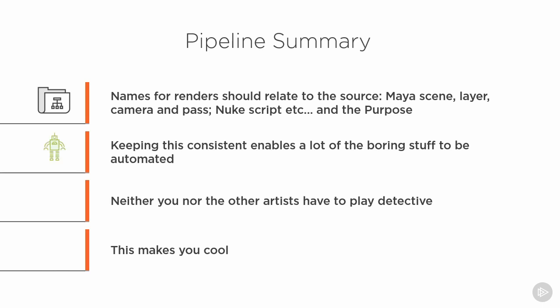Keeping naming consistent enables a lot of boring stuff to be automated. Automating boring stuff will enable you to be more artistic. It will give you more time to be artistic because you will not be playing detective. So all of pipeline stuff is about giving you more time to be an artist and less time to be a detective, less time to be IT support, less time to be hunting around for stuff, because when you're not doing that stuff, you get to be cool. And when you're cool, you can have fun and you can do great work.